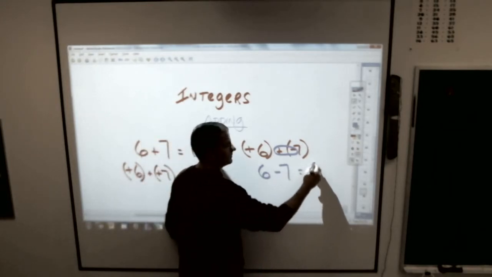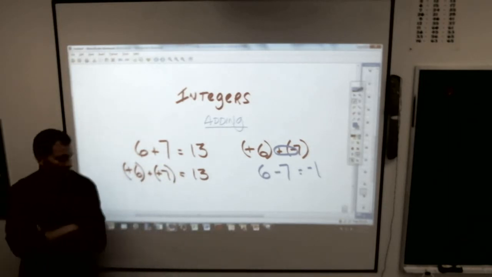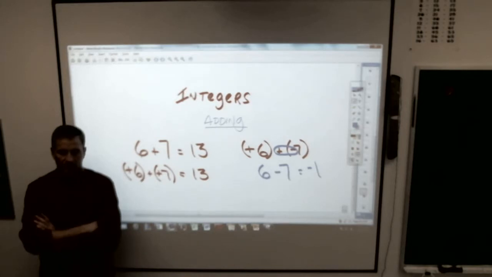Now, how do you know that? How do you come up with that, Wade? What's your thought process when you came up with 6 minus 7 is negative 1? 7 minus 6 is 1, and then the opposite is negative.